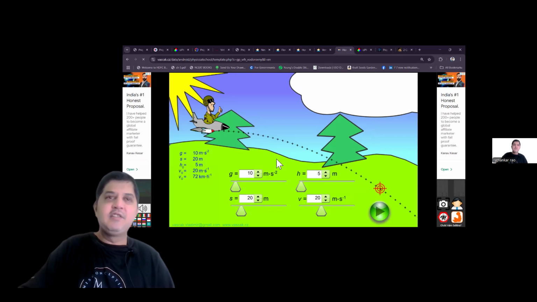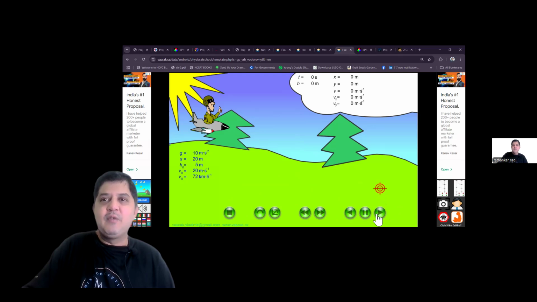Okay, so this one is about a person who is moving in an aeroplane or a jet, and he is now releasing a missile from here. Missile is being released from here, and it should hit the target. Now you can ask the student to change values. We are not changing anything, we'll continue here. Now we can click here.